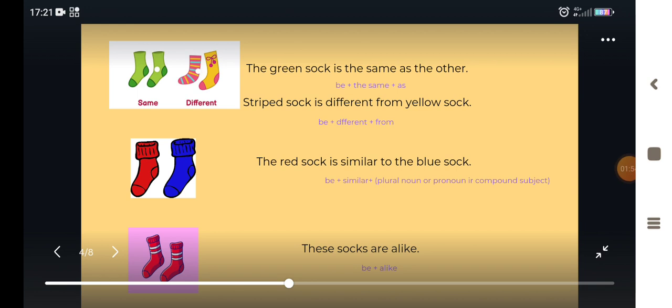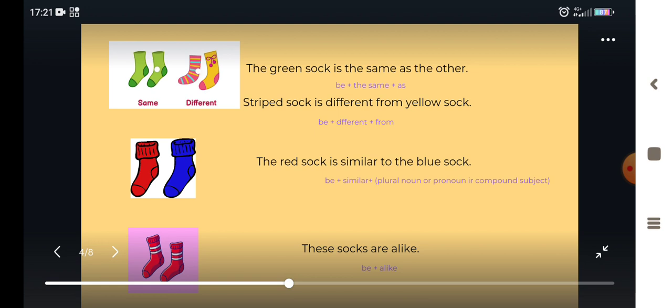The green sock is the same as the other. If we notice in the image, we have a pair of green socks, and both are the same because they look equal. The striped sock is different from the yellow sock. In this case, one sock is totally different to the other, as we saw in the image.